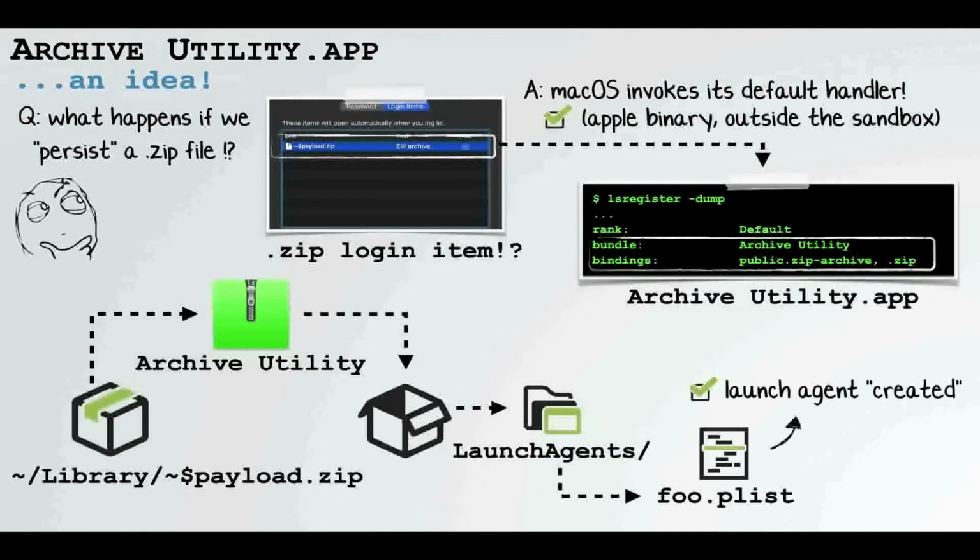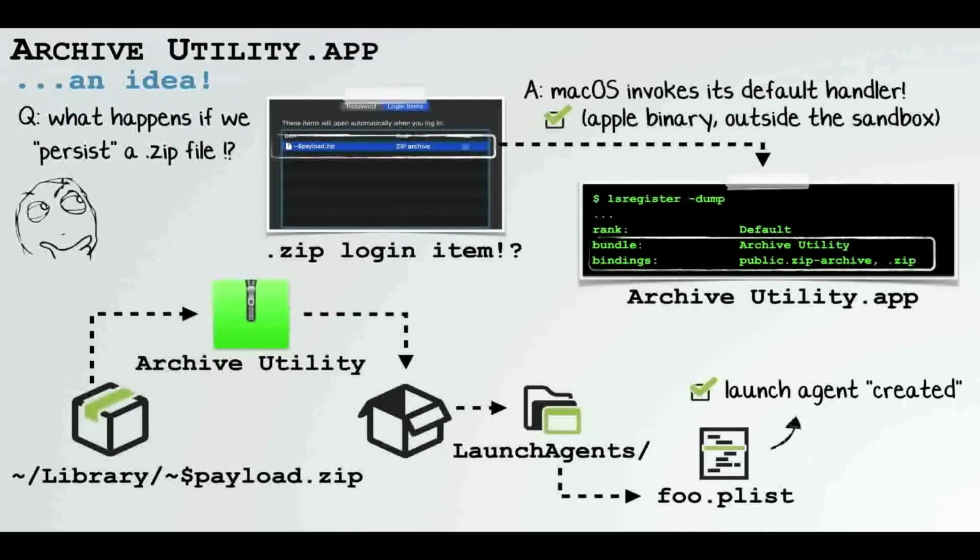Now, remember we want to create a launch agent, but due to Microsoft's recent patch, we cannot directly write to the user's launch agent directory. But if it doesn't exist, which on a default version of macOS it does not, we can drop the zip file one directory up in the user's library directory. This is allowed from the sandbox. So now we can place a zip file in the library directory, and we can persist this as a login item. So we're making progress.